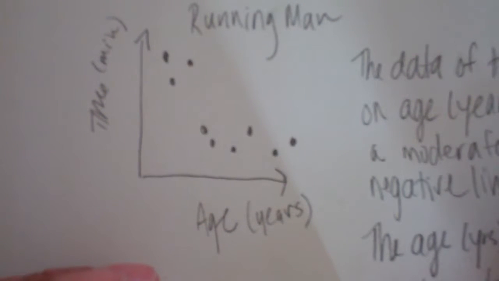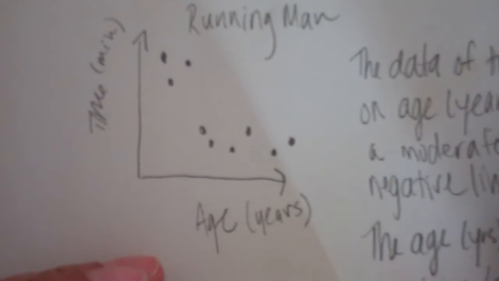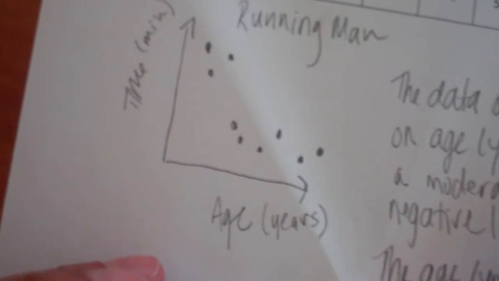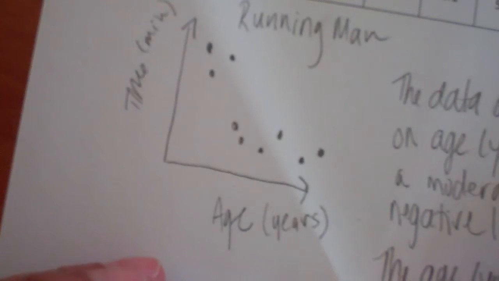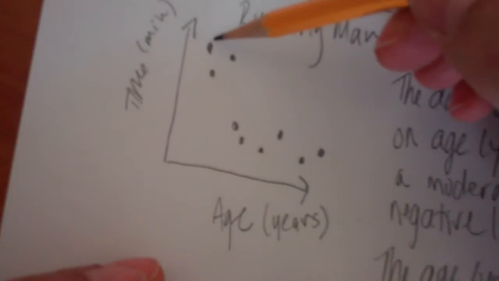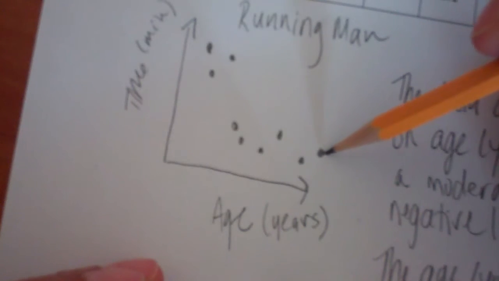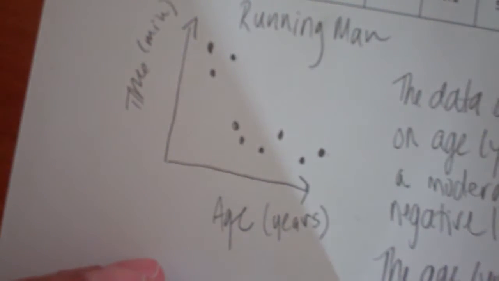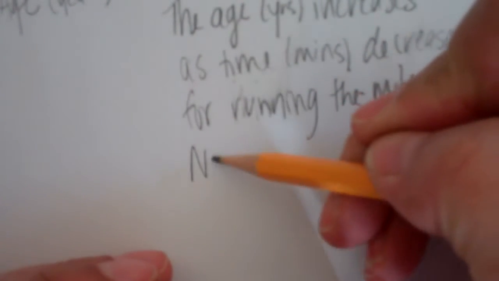Also, any outliers? It doesn't really look like we have any outliers. We're going to be fitting a line to the data. So if we have a line here, maybe that might be one, but I don't see any apparent outliers. So you would also add in, no apparent outliers.